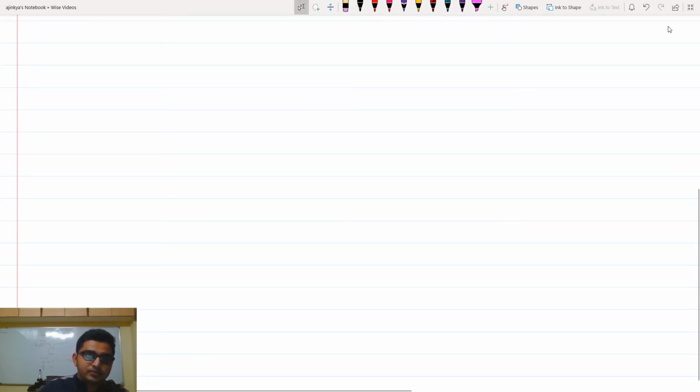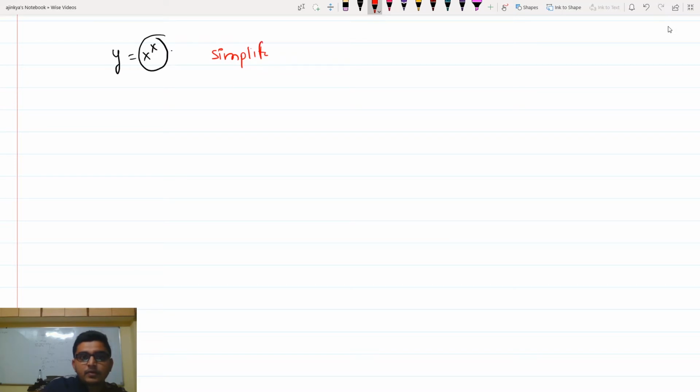For example, let's say you have y equals x raised to x, right? So then what will be the first step? Well, the first step is that we need to simplify this x raised to x in such a way that we can easily differentiate it, right? If we simplify this we can easily find the answer.